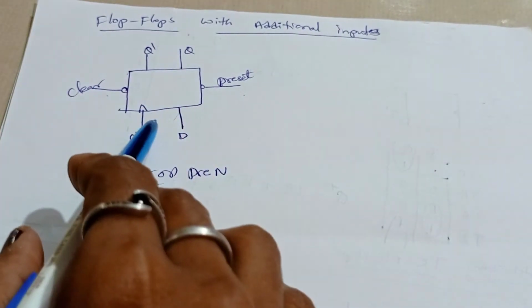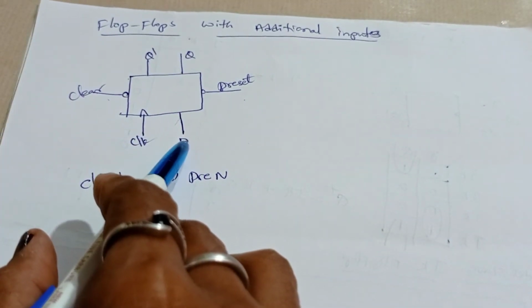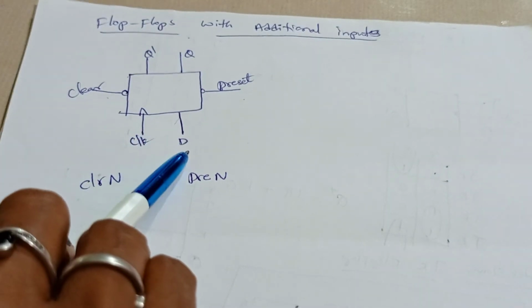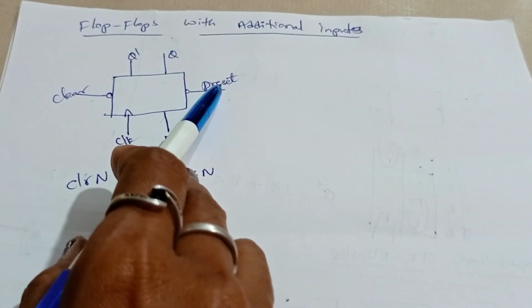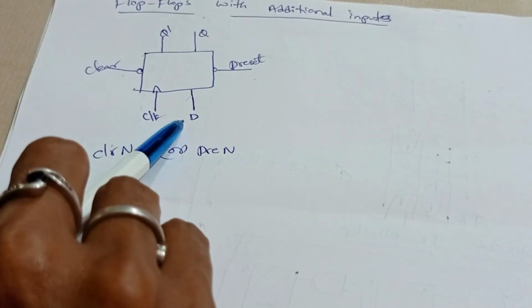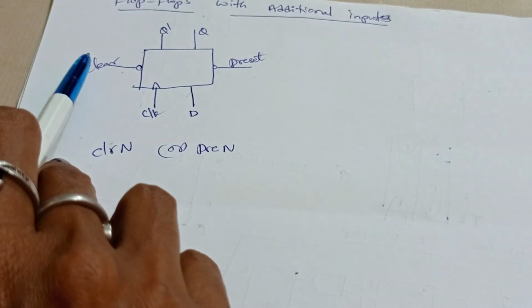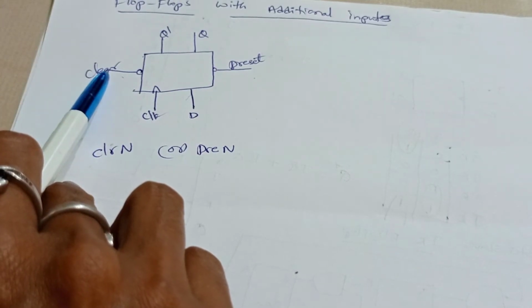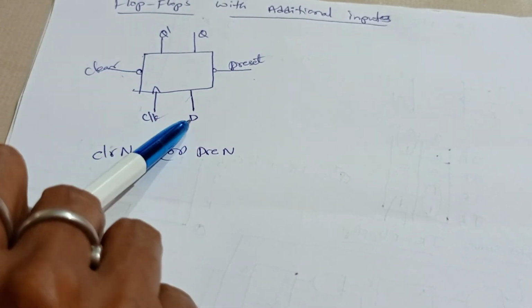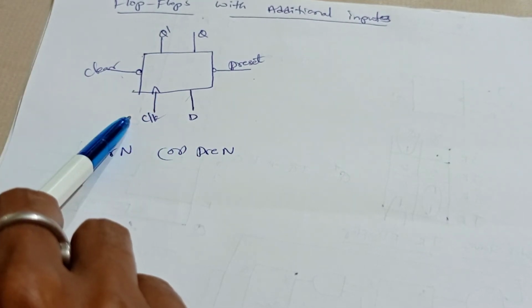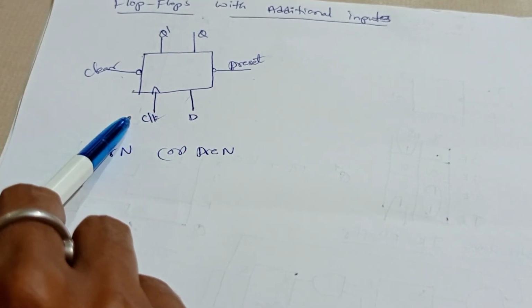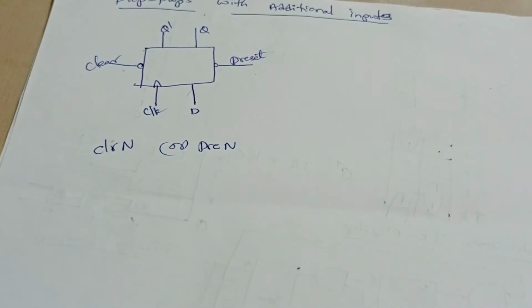These inputs override the clock and D. The clear and preset inputs override the clock and D inputs. That is, 0 applied to clear will reset the flip-flop regardless of D and the clock. Clear N and preset N are often referred to as asynchronous clear and preset inputs because their operation does not depend on the clock.